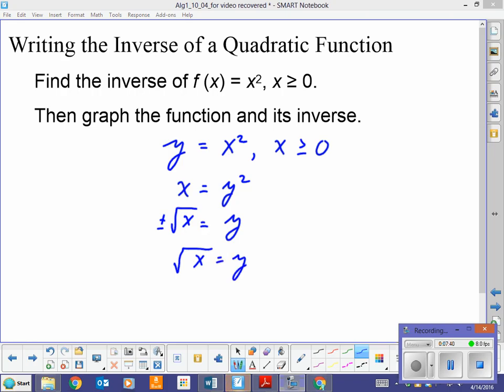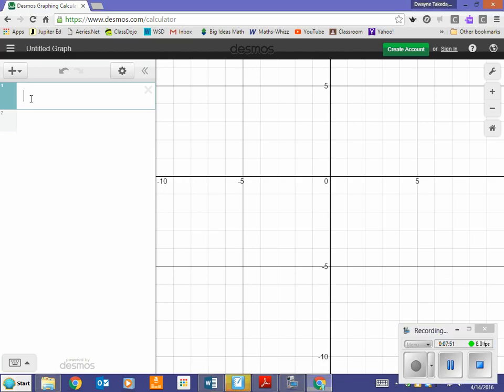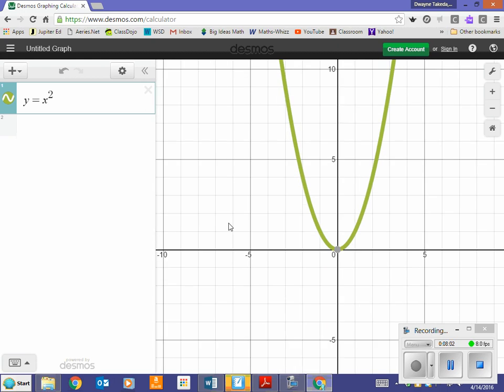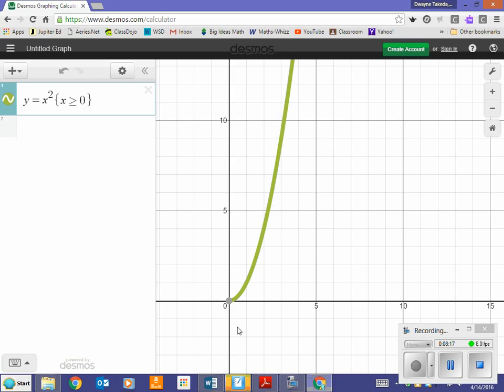Okay, so let's take a look at what this looks like on Desmos. One thing I want to talk to you about is how to put these in here. So the first thing we had was y equals x squared. Now we know how to put that in. How do we put in that domain? We're being constrained where x has to be greater than or equal to 0. So right after we put this in, using the curly brackets, we can say x has to be greater than or equal to 0. And now the graph only appears to the right of the y-axis.